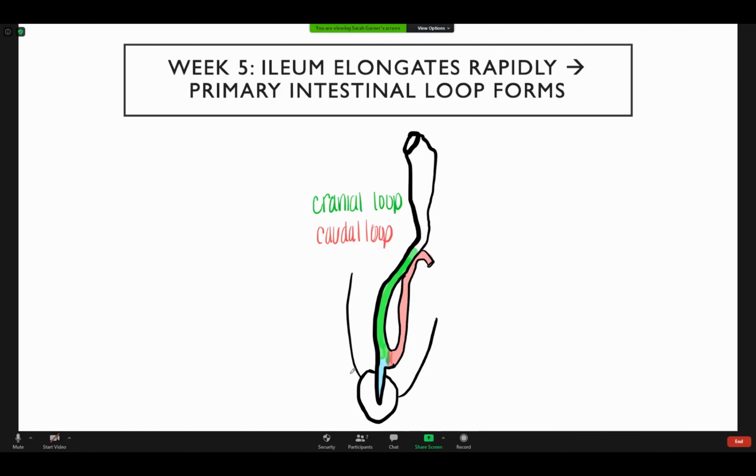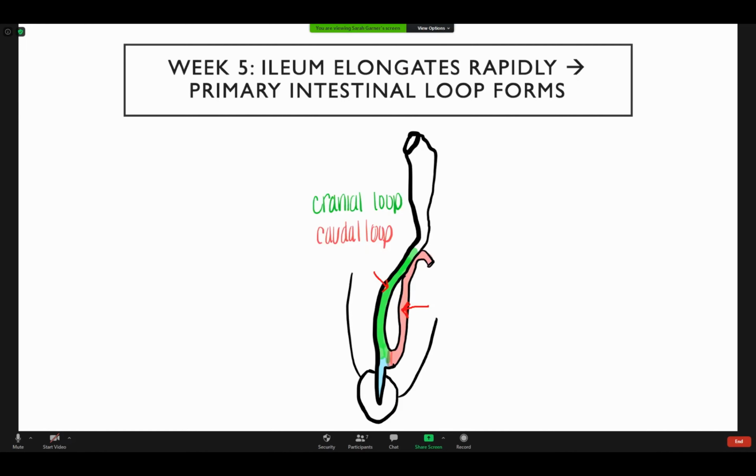The next thing that's going to happen is about week 5, the ileum is going to start to elongate really rapidly. So this is going to form what we call the primary intestinal loop. And so it forms this kind of like hairpin loop here, where you get a cranial portion of the loop here that I've colored green, and a caudal loop here that I've colored red. And so this is then going to be pushed out or herniated outside of the body.